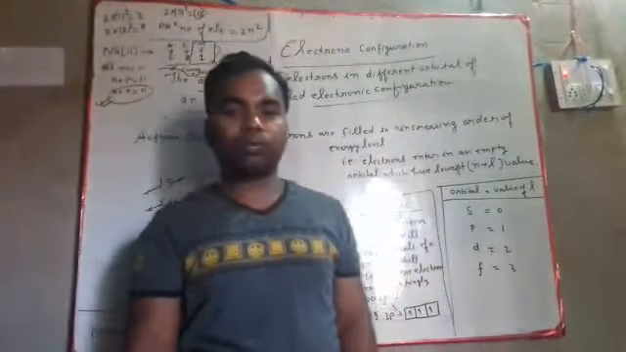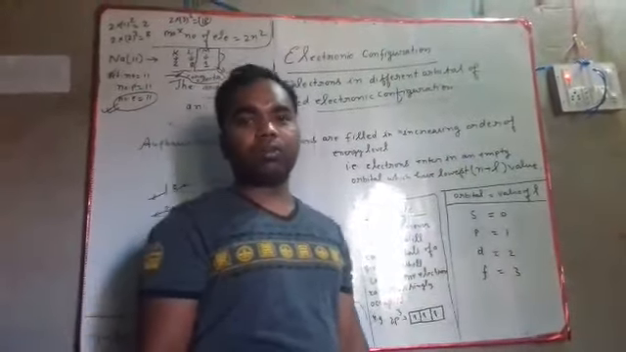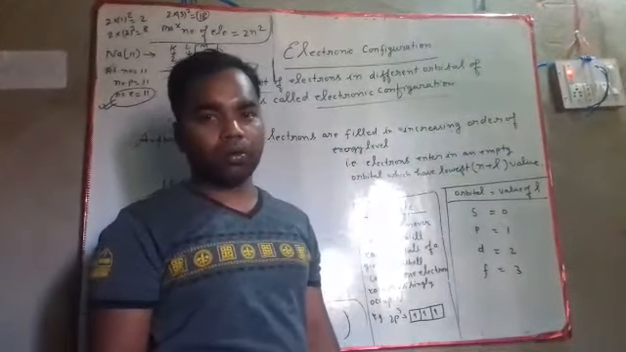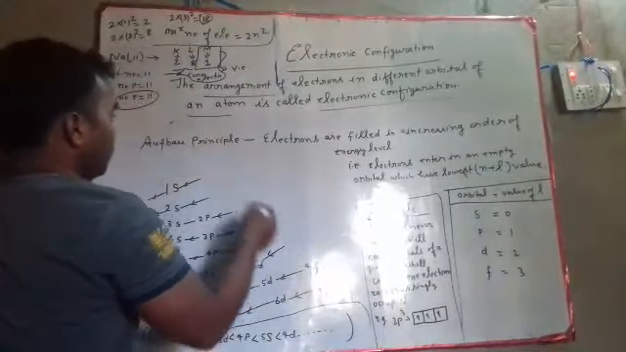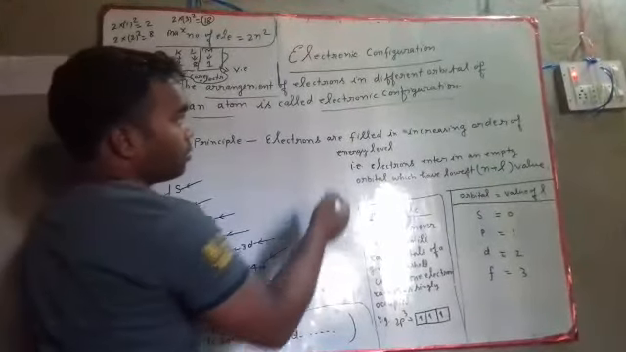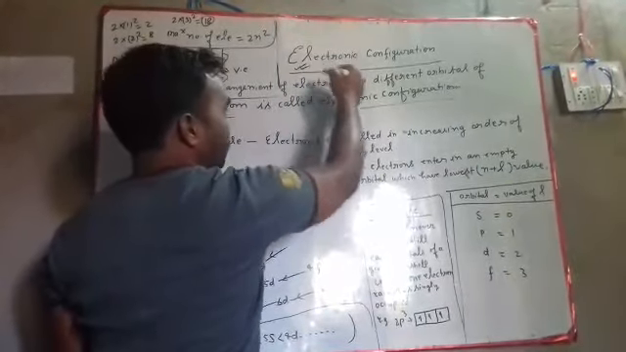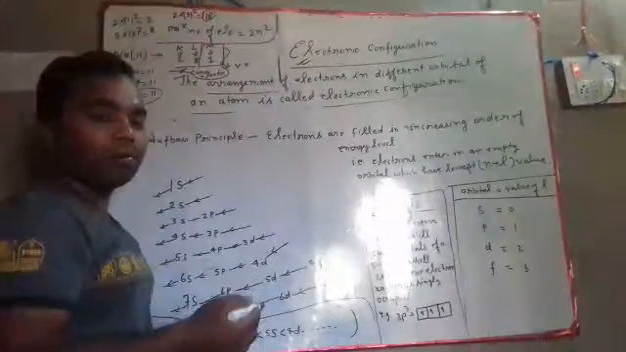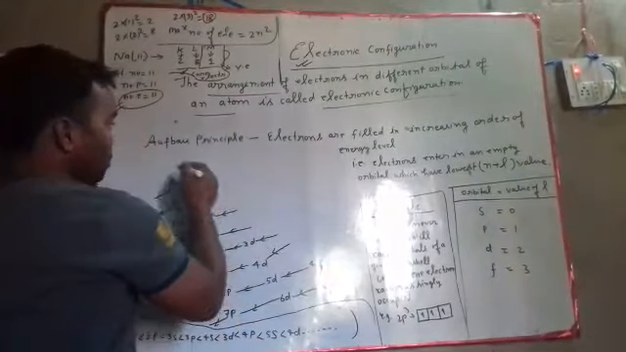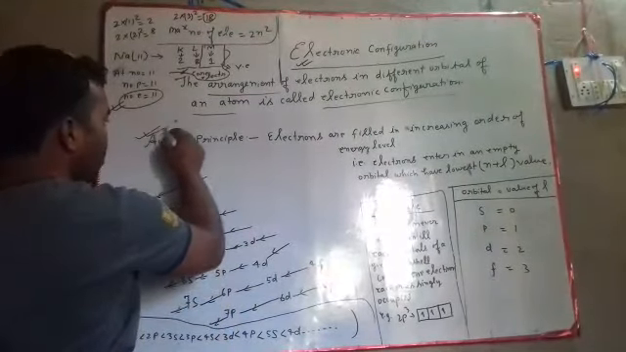Now you can write the electronic configuration based on the concept of orbital. Now let's start. To understand the electronic configuration based on the concept of orbital, you have to understand some principles, for example the Aufbau principle.